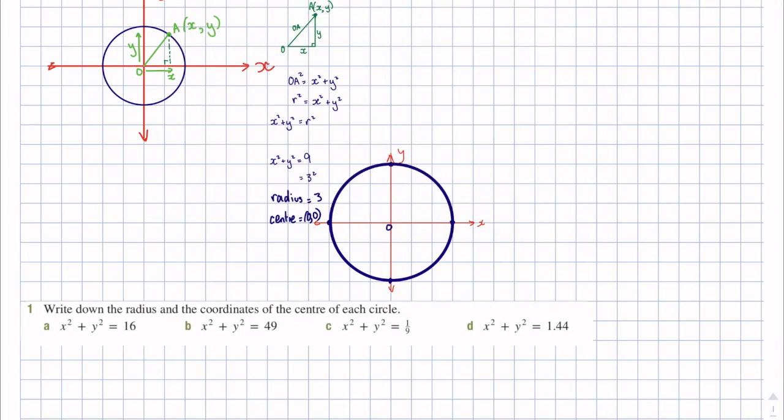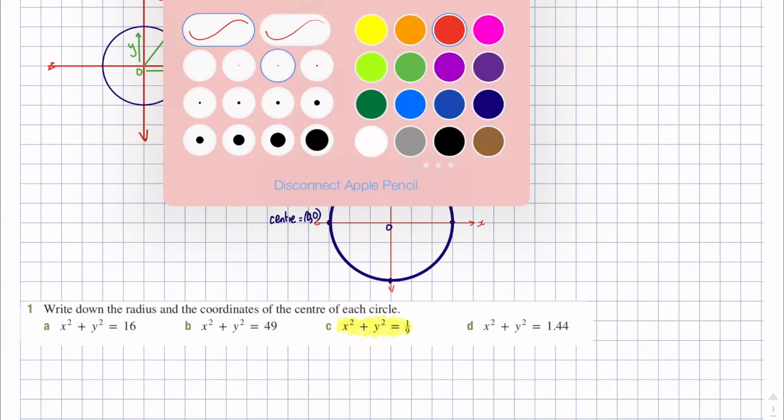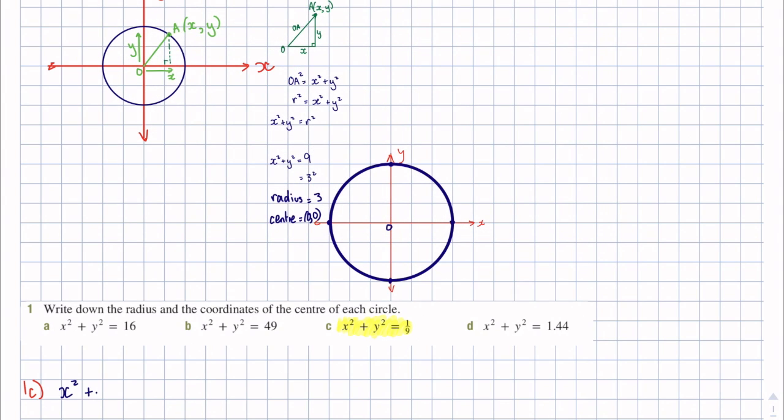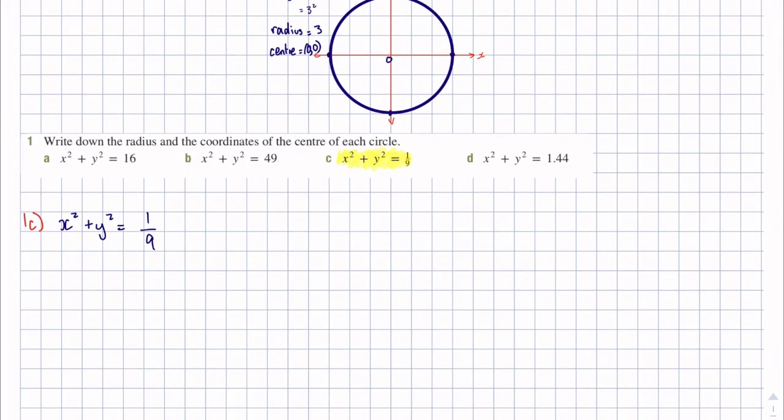Let's have a look at this one, because this is the funkiest looking one of all of them. So for 1C, we've got x squared plus y squared equals 1 on 9. Well, I know that the square root of 1 on 9 is 1/3. So I know this is x squared plus y squared equals 1/3 squared. So it has radius 1 on 3, center 0, 0.